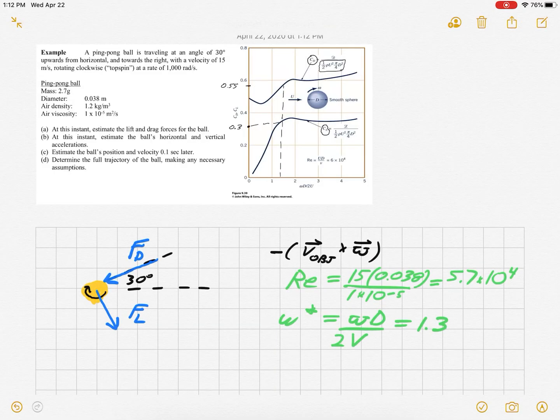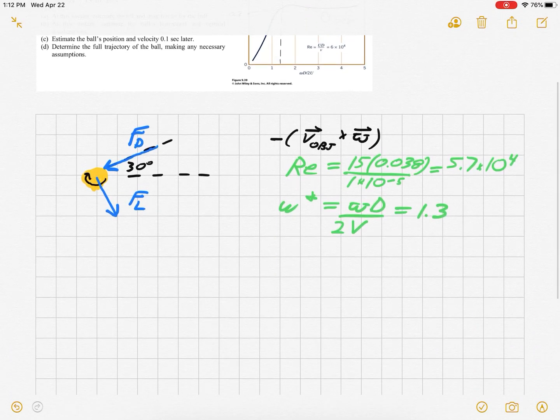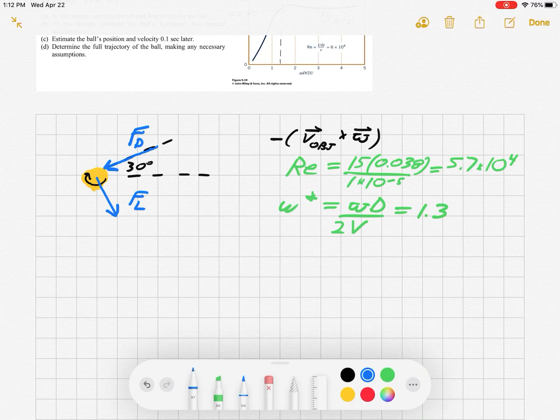Okay, so I think I'm going to fast forward through that step. We would say that CD is equal to 0.55, and applying the definition of the drag coefficient with the correct reference area, I got that the magnitude of the drag force is 0.084 newtons. I hope I did that right.